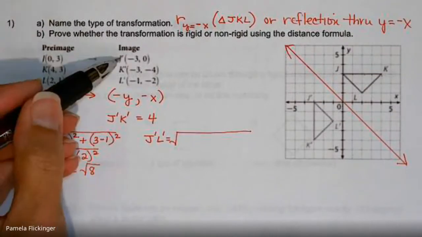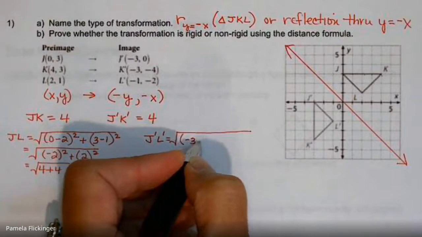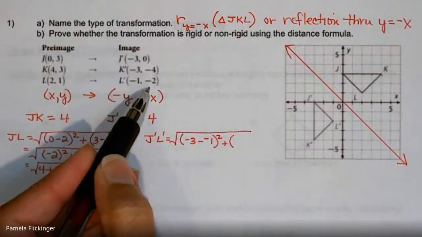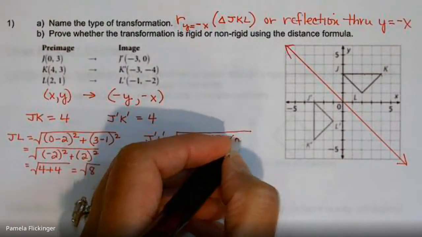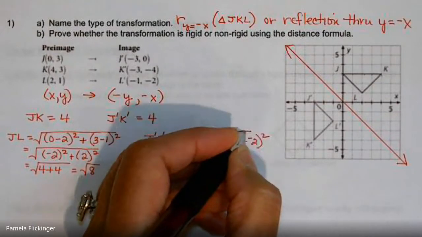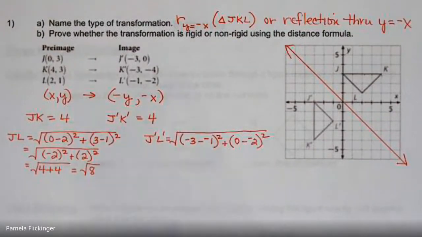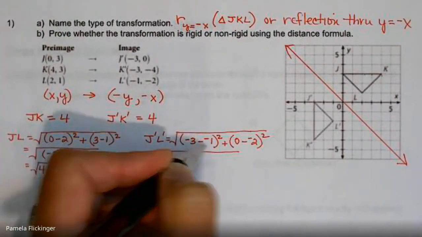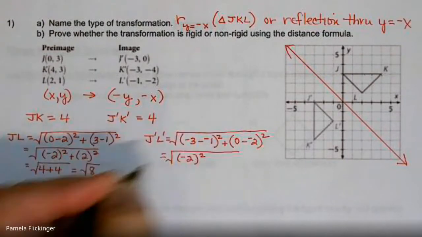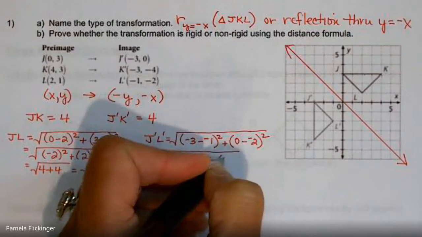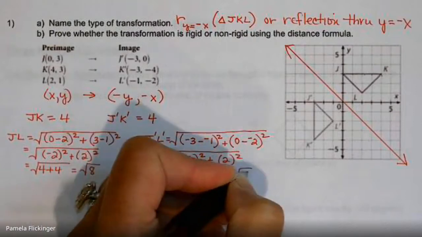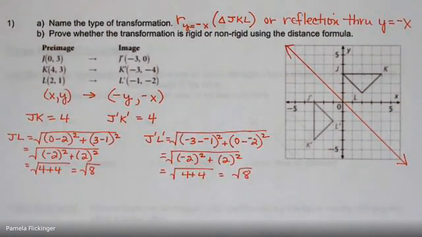All right, J prime L prime. So we've got negative 3 minus a negative 1, square that, and then we'll have 0 minus a negative 2. Sorry, do what I write, not what I'm saying. All right, 0 minus negative 2. Those double negatives are really positive. So I've really got negative 3 plus 1, which gets me negative 2 in the first group. And then again, that will turn into a positive 2. So once again, I've got 4 plus 4, which is the square root of 8. So we've proven 2 sides so far. Now we need to do the third.